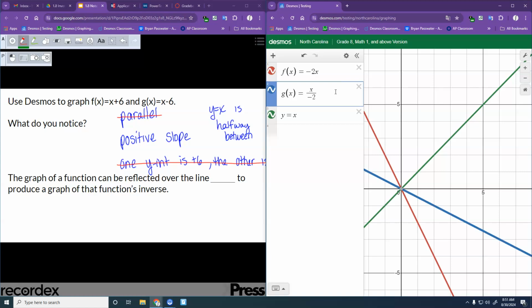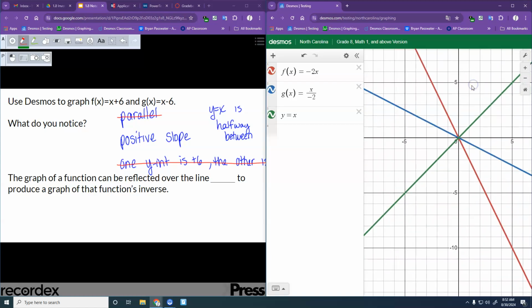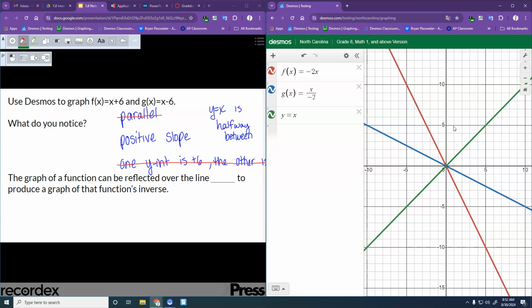Dividing by -2. Do those have positive slopes? They are going up from left to right, the blue and the red graph? No. So positive slope doesn't really have anything to do with it either over here. It has to do with that y equals x line, okay? And so what happens if two functions are inverses?